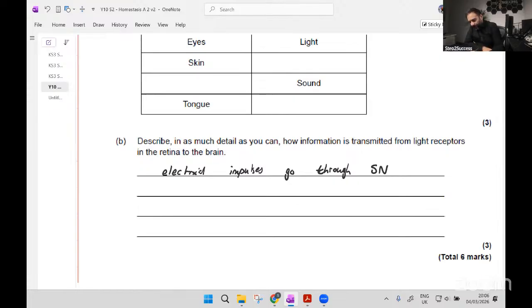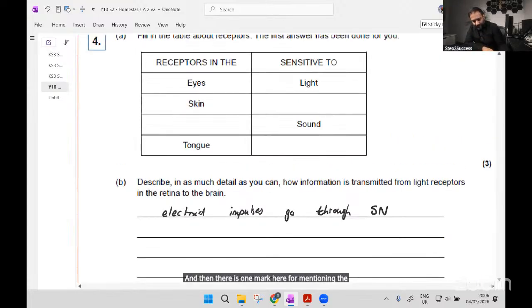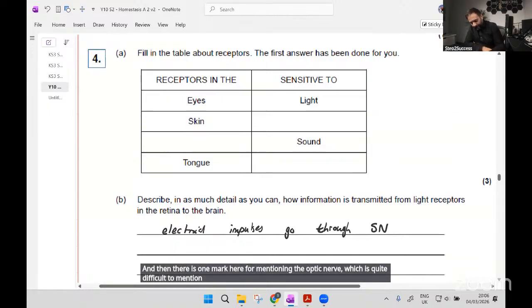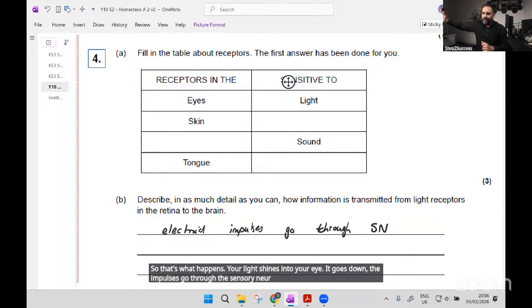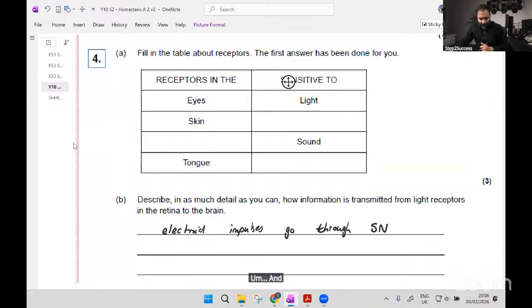And then there is 1 mark here for mentioning the optic nerve, which is quite difficult to mention here, but I'll leave it like that, because they're the main important bits to try and remember. So that's what happens. Your light shines into your eye, the impulses go through the sensory neuron to your central nervous system, and then you can respond to the bright light or whatever it might be. And 6B.